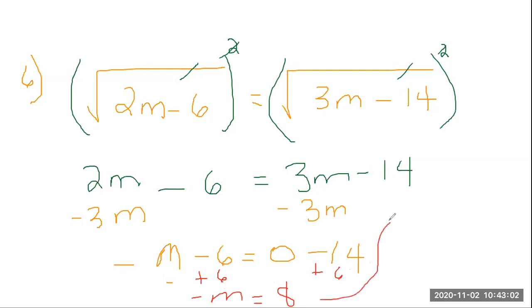I'm going to move this up here so we can see it better. Oh, it's negative 8? Yes. Yep. Thank you, Renee. And then minus 8. And now I divide by negative 1. So m is equal to positive 8. And that's how you do that one.